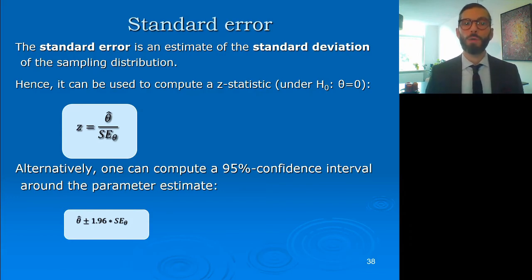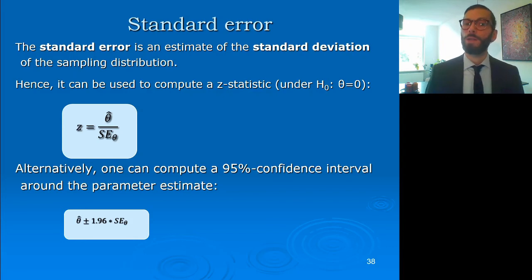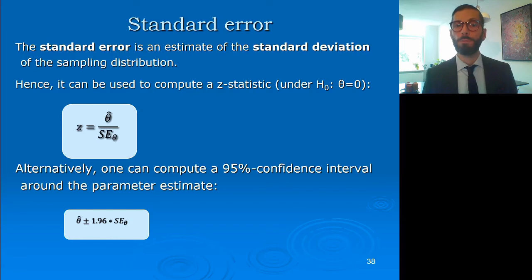Alternatively, you can use the same logic to compute a 95% confidence interval around the parameter estimate. Remember that a confidence interval is a window around a point estimate, and we can say with 95% probability that this confidence interval contains the population value. So that confidence interval is calculated by taking our point estimate, theta hat, and adding and subtracting 1.96 times the standard error of theta. Why 1.96? Well, because that is a z value that corresponds to a 95% interval.